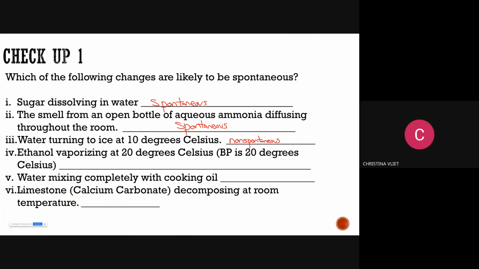Everything else stays constant. Ethanol vaporizing at 20 degrees Celsius. The boiling point is 20 degrees Celsius. They had to give you that information. So will that happen? Yes, spontaneous. It is at its boiling point. Water mixing completely 100% with oil. That's non-spontaneous. Not happening.